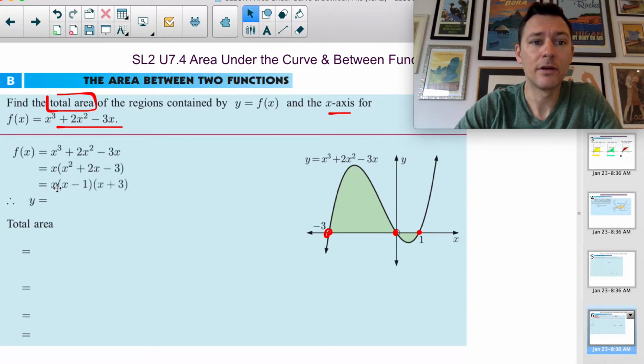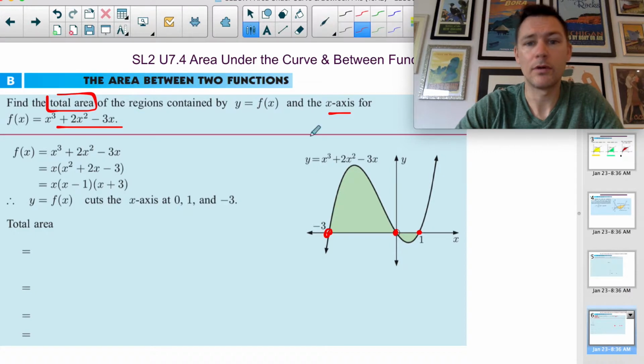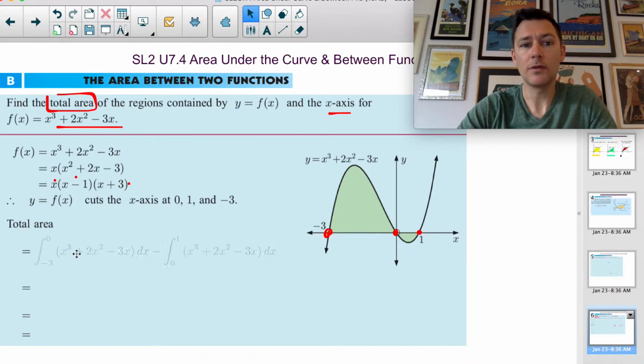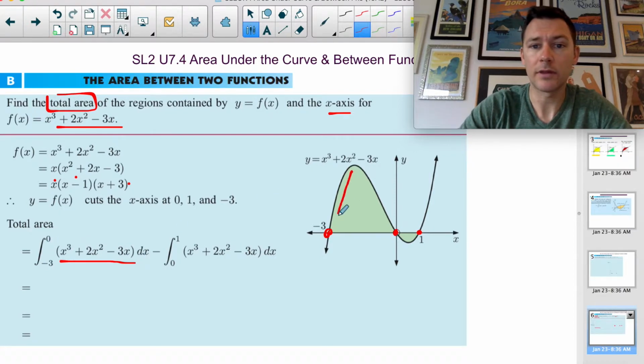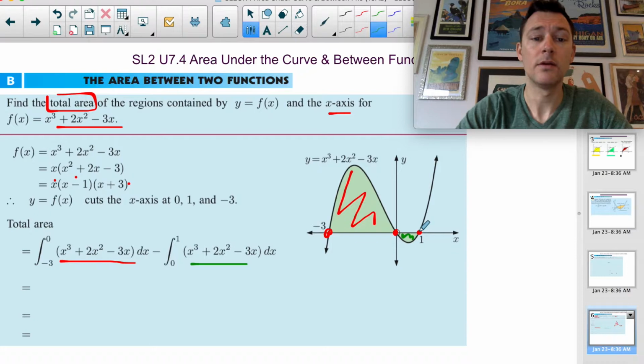You can factor again. And so if you didn't have the graph, you could find -3 from here and 0 from this and +1 from that. Those are our locations between which we're going to integrate. So when we integrate, you can just take each piece. This area is the integral of the function between -3 and 0 from here to here. And this is this piece, the integral from 0 to 1.